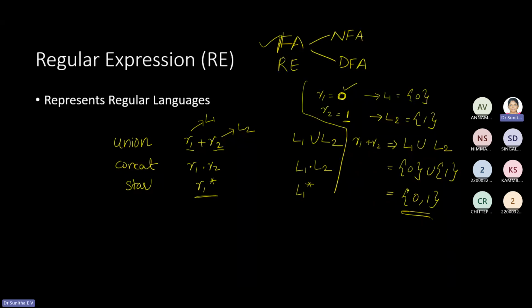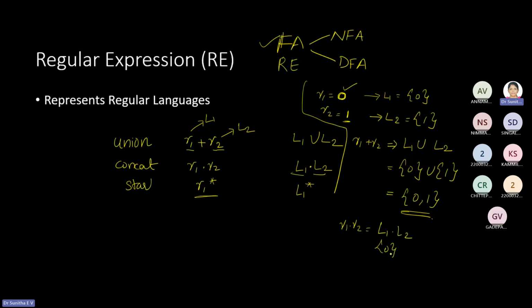Then concatenation, the concatenation of these two sets. If I write R1 dot R2, it means L1 dot L2, that means {0} dot {1}. It means concatenate every element of the first set with the second set. So the concatenated language will be {01}. It is a single element, 01 is a single element.